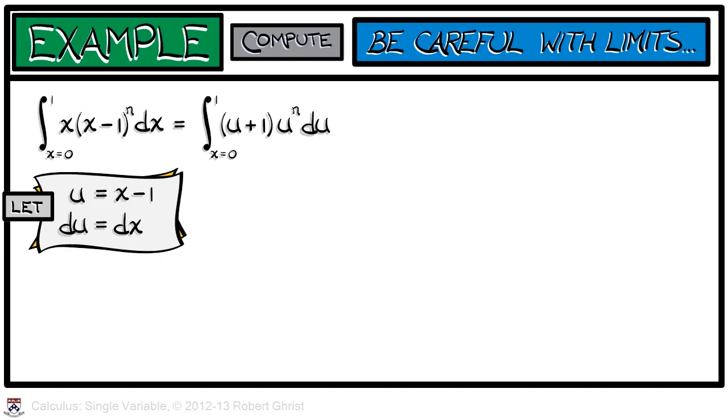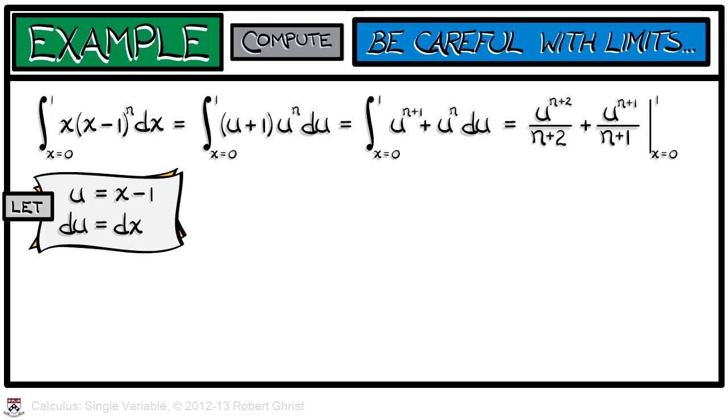Now notice how I wrote in the limits x equals 0 to 1. But we're integrating with respect to u. Be careful with your limits so you know which variable you're talking about. Well, let's proceed. The integral of (u plus 1) times u to the n du is, expanding, the integral of u to the n plus 1 plus u to the n du. That's a simple integral. That gives us u to the n plus 2 over n plus 2 plus u to the n plus 1 over n plus 1. And we need to evaluate that antiderivative as x goes from 0 to 1.